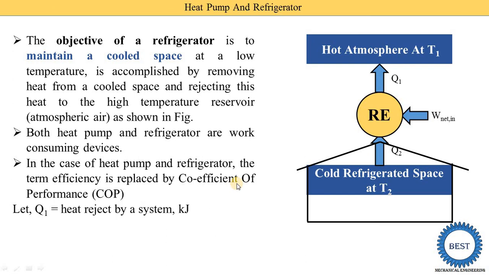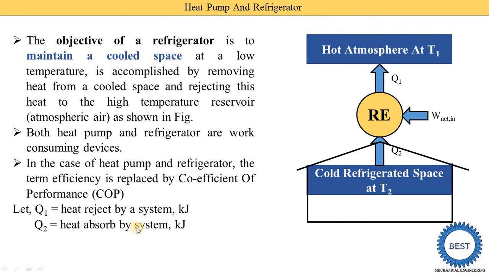For that we need to understand the 3 terms. First one is the Q1. Q1 is the heat rejected by a system in kilojoule. So here you see this Q1 is the heat rejected that is going in an outside arrow. Okay, this is the refrigerator or a heat pump. So Q1 is going outside from the refrigerator or heat pump. That's why it is called the heat rejected.